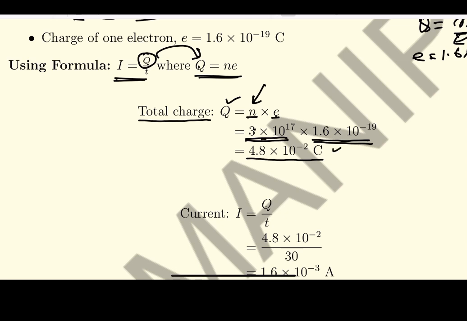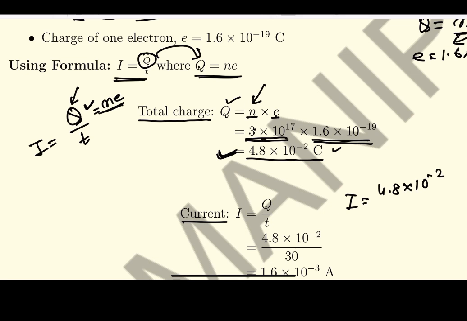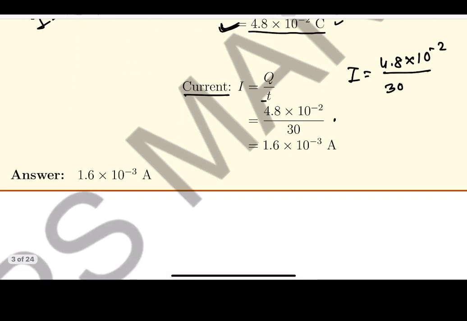Okay. Now we found out the formula for current. Current is equal to charge by time, right? We found out Q using NE. Now we know Q is 4.8 into 10 to the power minus 2. Now I will be equal to 4.8 into 10 to the power minus 2 divided by T. T is 30 seconds. So look here, divided by 30, and if I divide this by 30, I will get 1.6 into 10 to the power minus 3. I hope you know how to divide and all those things.